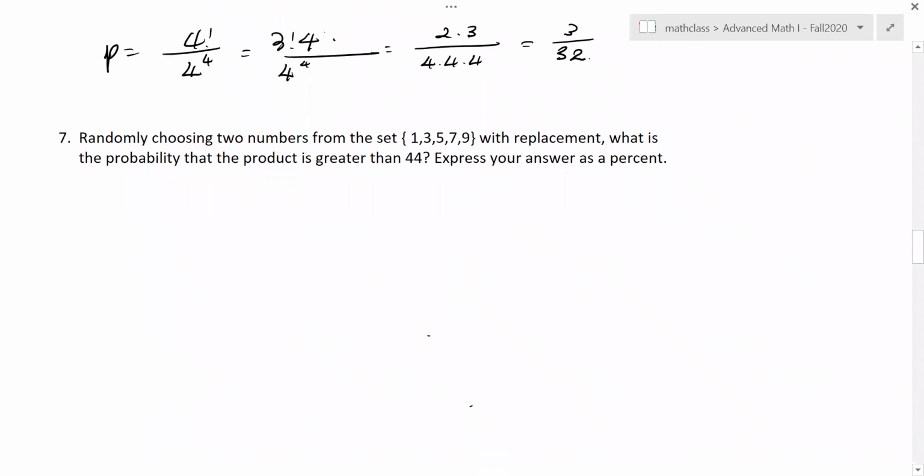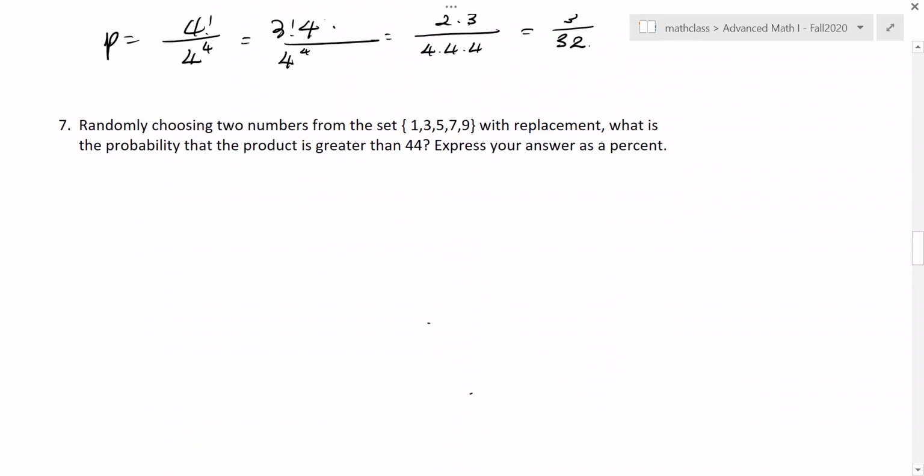Right. So now let's take a look at the next one. Randomly choosing 2 numbers from the set 1, 3, 5, 7, 9 with replacement. So that means you can repeatedly choose the same number. You write down the number, and you can use any of those digits again. What is the probability that the product is greater than 44?